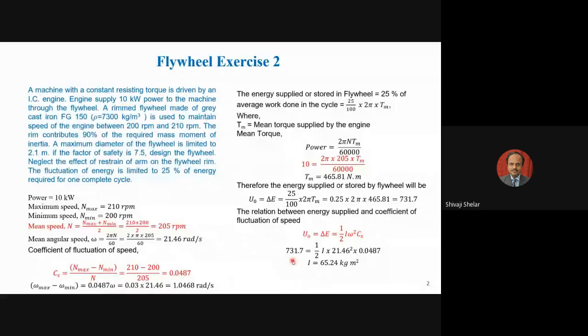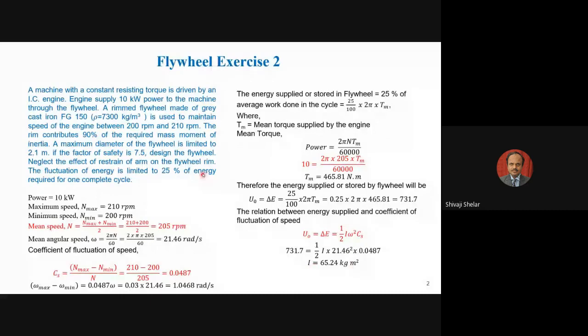So U naught is 731.7 joule, equal to 1 by 2 I, where I is unknown. Omega, the average angular speed, is 21.46 radian per second, so 21.46 square. Cs is 0.0487, as calculated. From this we get the mass moment of inertia required for the flywheel, I, as 65.24.